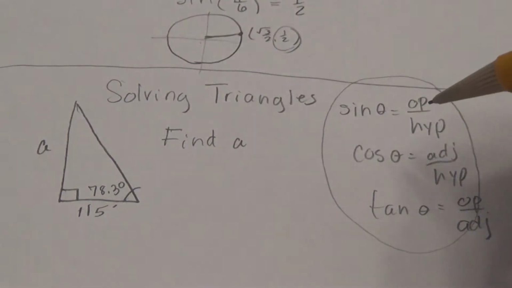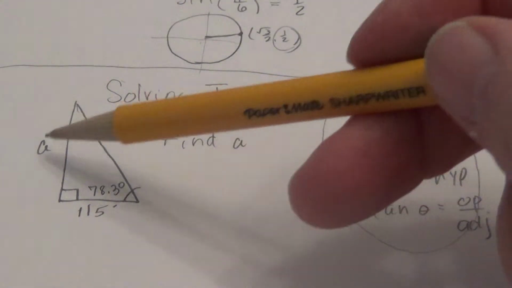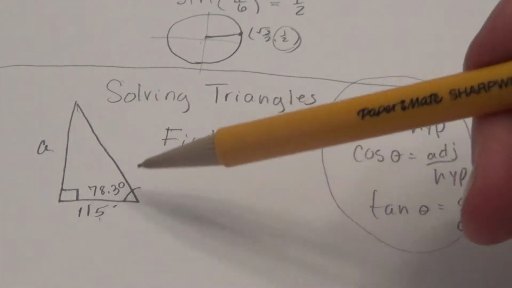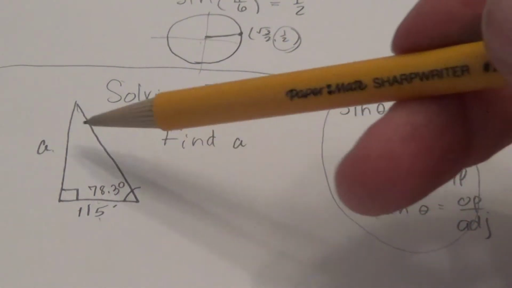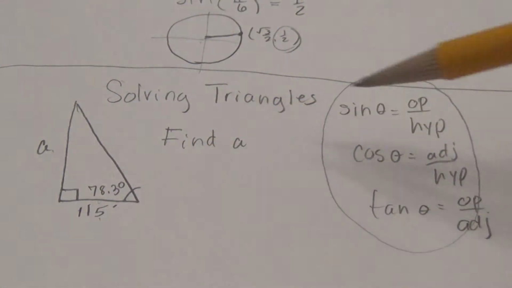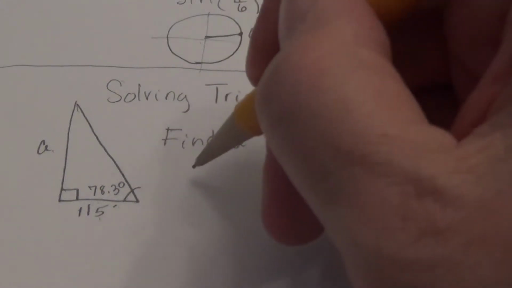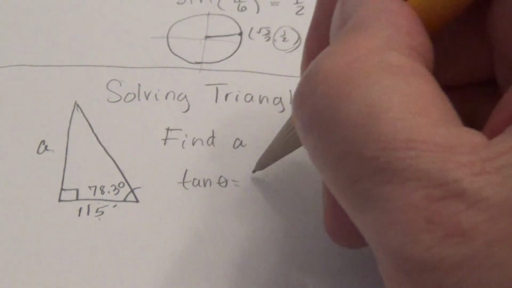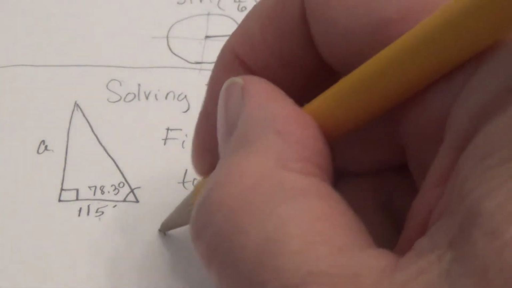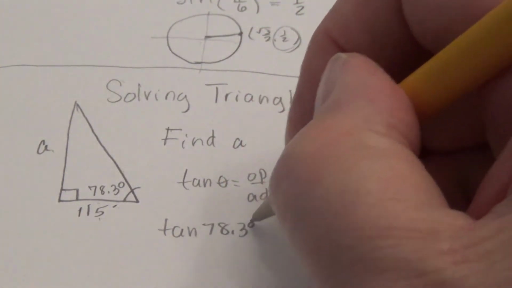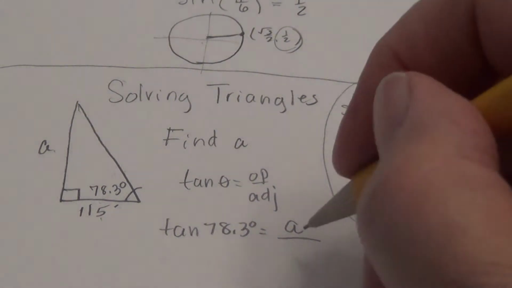And what I do is I have to pick one of these trig functions wisely. So I know this angle, I'm looking for this side, and I know this side. So from the perspective of this angle, this is side opposite and this side adjacent. So which trig function has opposite and adjacent in it? Tangent. So I'm going to say tangent of theta equals opposite over adjacent. And I'm going to put in what I know. The angle I know is tangent of 78.3. And side opposite I don't know. It's called A. And adjacent is 115.